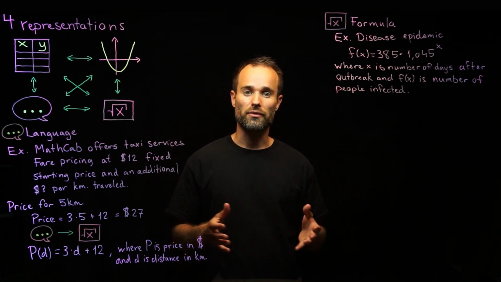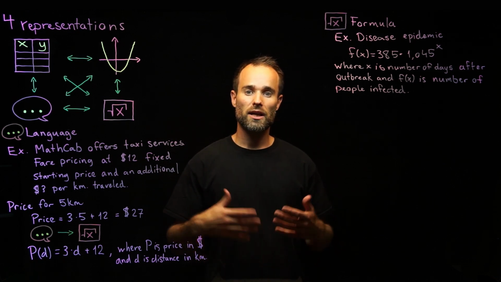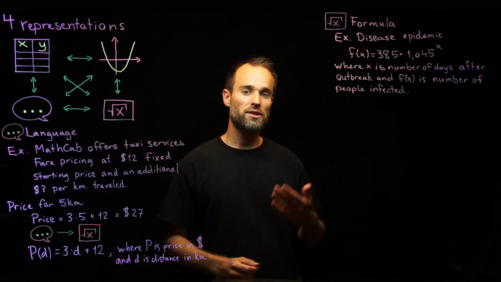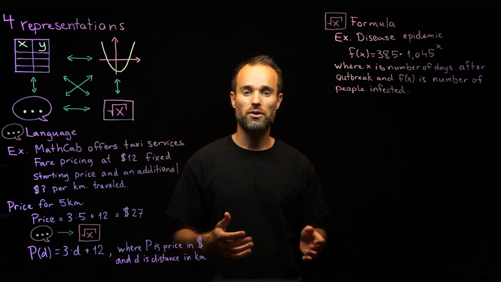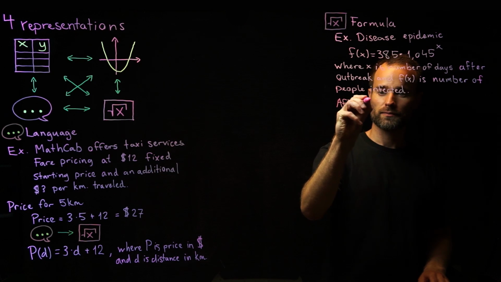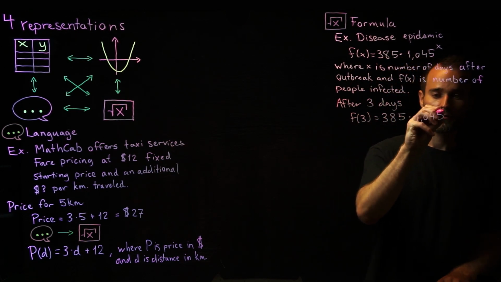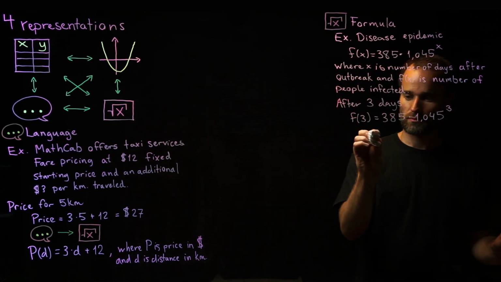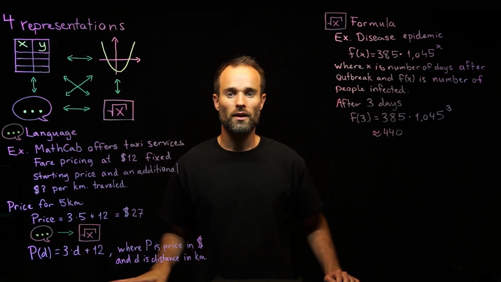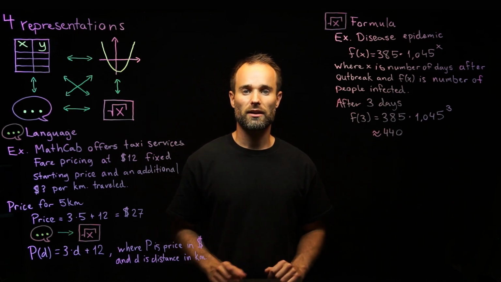X represents the number of days and f of x the number of infected. That means we can, for example, calculate the number of people infected after 3 days by substituting 3 for x and calculating the function value. Therefore, after 3 days there are 440 infected.